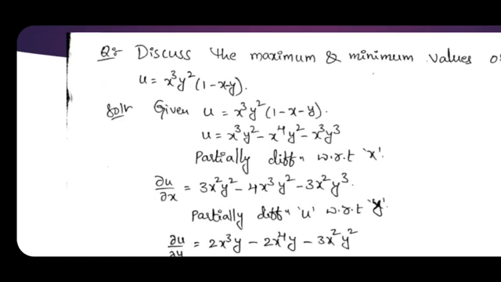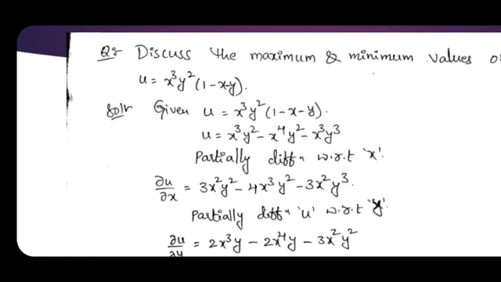Here in the third term, x cube will be differentiated, then 3x square, so 3x square y cube. So dou u by dou x is equal to what? 3x square y square minus 4x cube y square minus 3x square y cube.